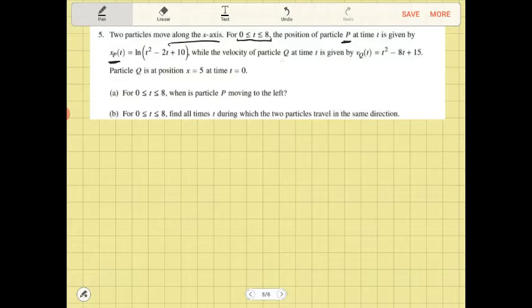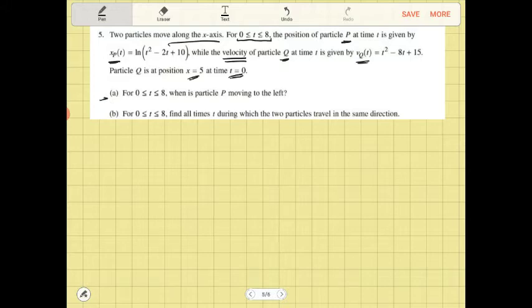While the other particle, instead of a position function, we have a velocity function. And the velocity of particle Q is given as a polynomial. We are told that the initial position of particle Q is 5. And I say that's the initial position because that's the position at time t equals 0.